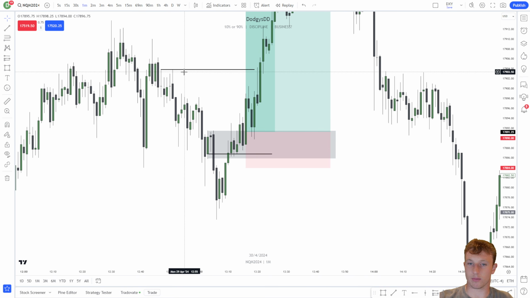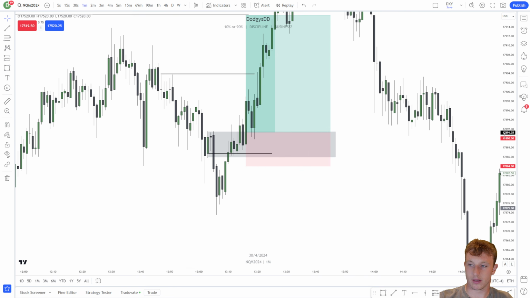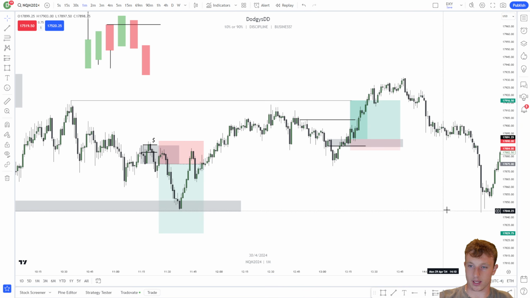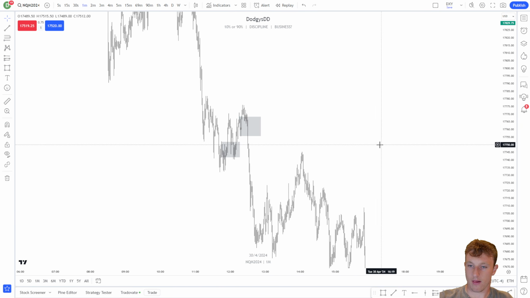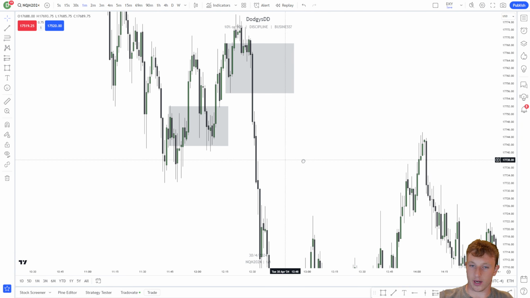And the market's always going to prioritize liquidity and stop runs. It's going to want to run stops. So just another breaker that makes sense. Okay, if I keep going over to the right, we got 2 more here.